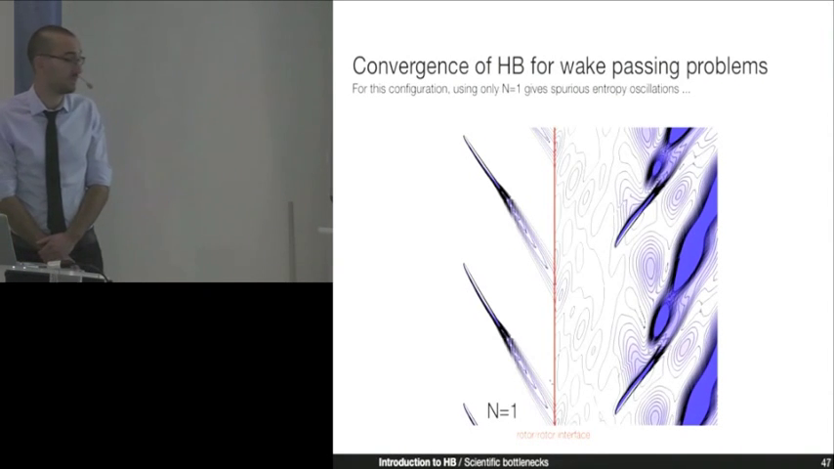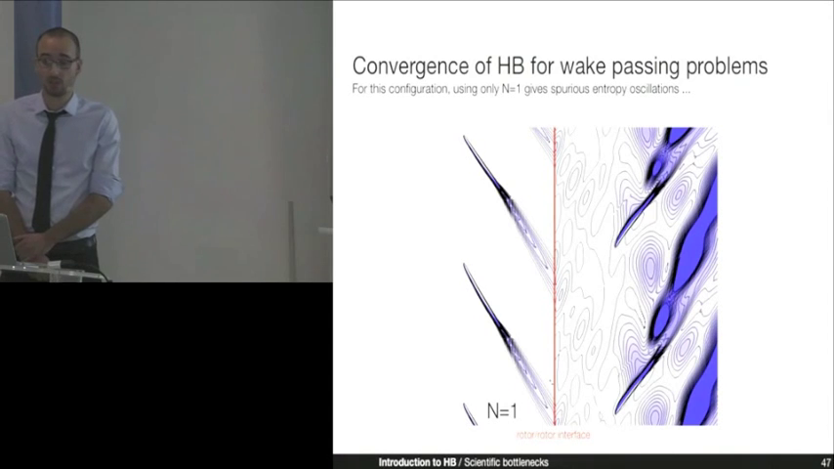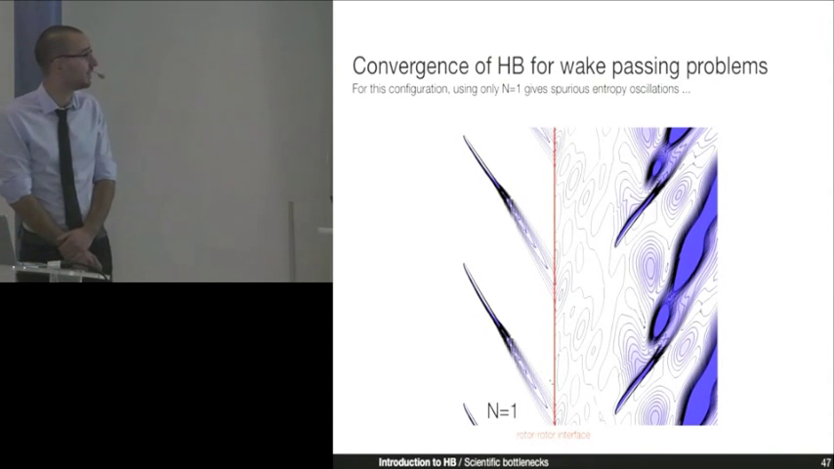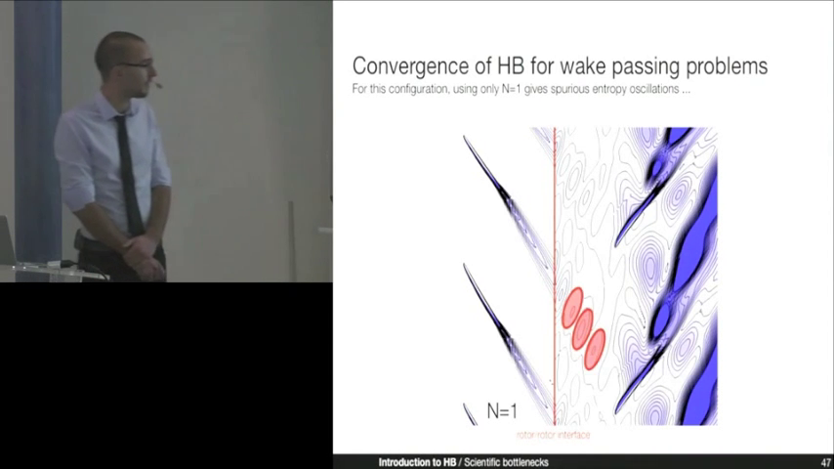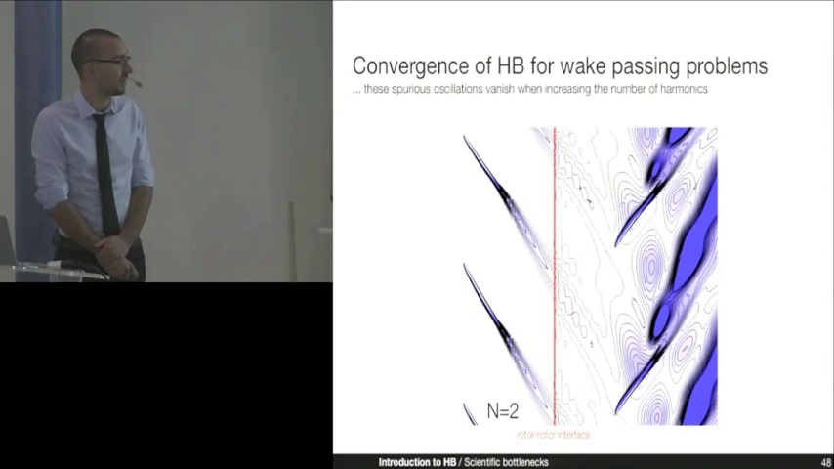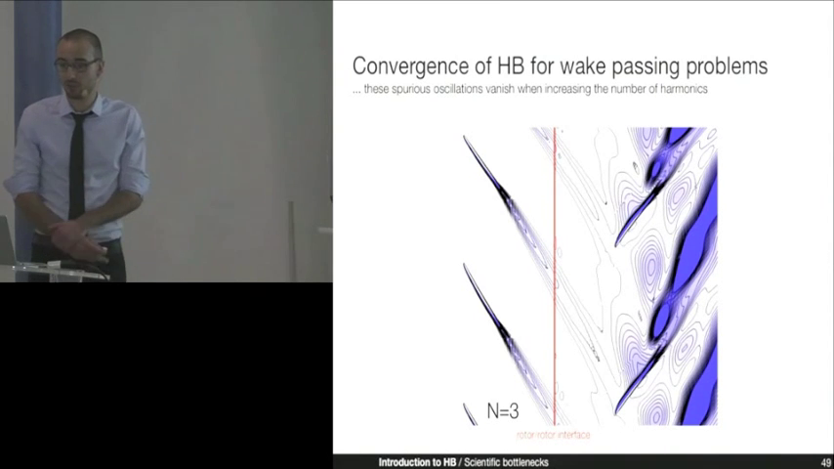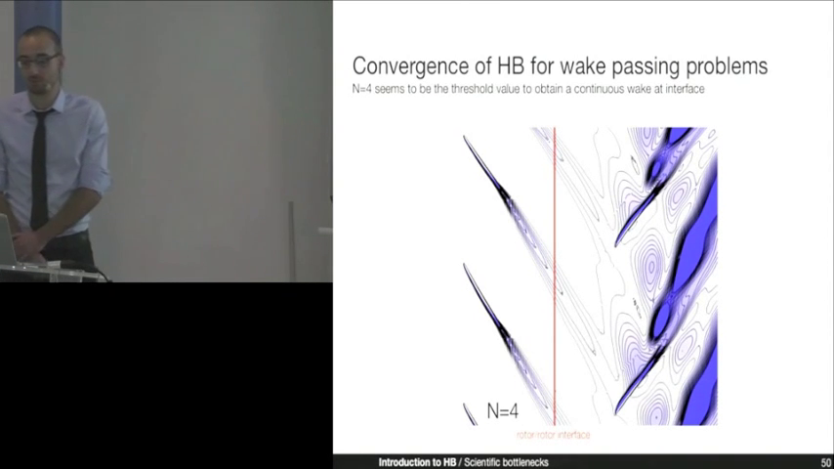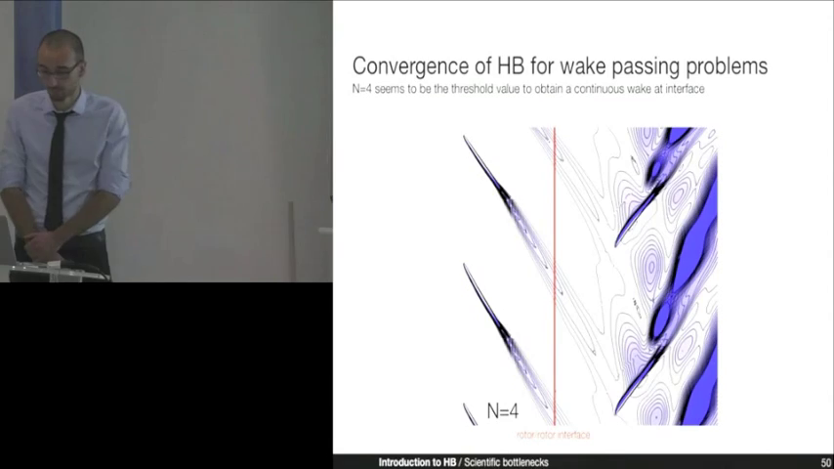What we observe is that using only one harmonic for this harmonic balance computation, we have spurious entropy oscillations. Increasing the number of harmonics partly solves the problem until we reach a given number of harmonics that completely solves the problem, which is N equals 4 for this case.